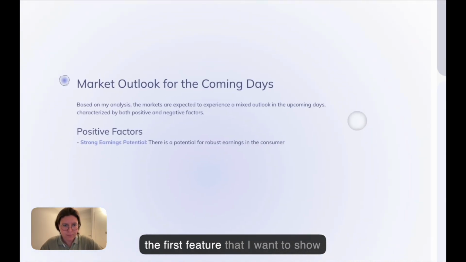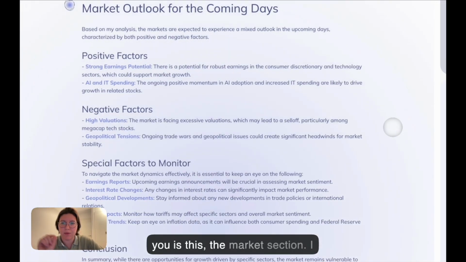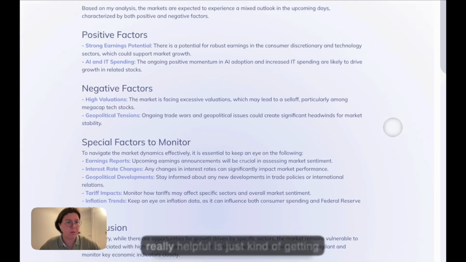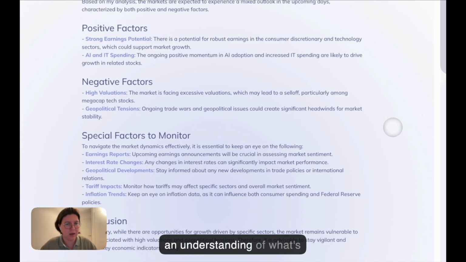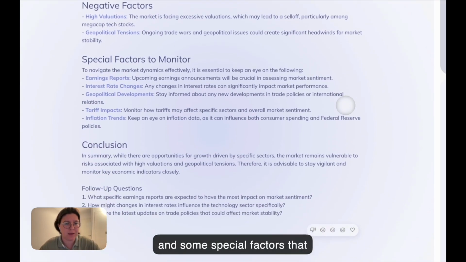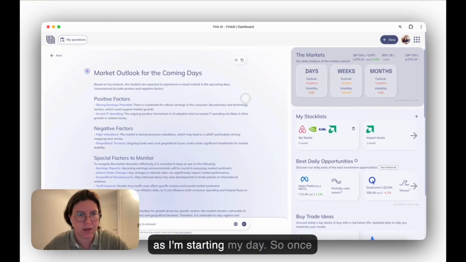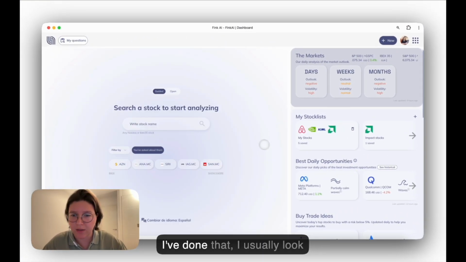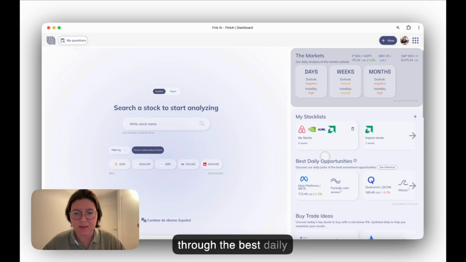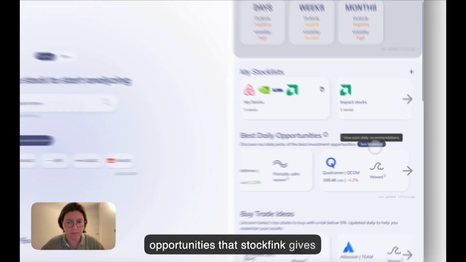So the first feature that I want to show you is the market section. I think it's always really helpful when I start my day to look at what's going on with the market. We have an analysis on days, weeks, and months. This is all done by our artificial intelligence and our algorithms. What I find really helpful is getting an understanding of what's happening with the market, some of those positive, negative factors, and some special factors that might need to be monitored as I'm starting my day.